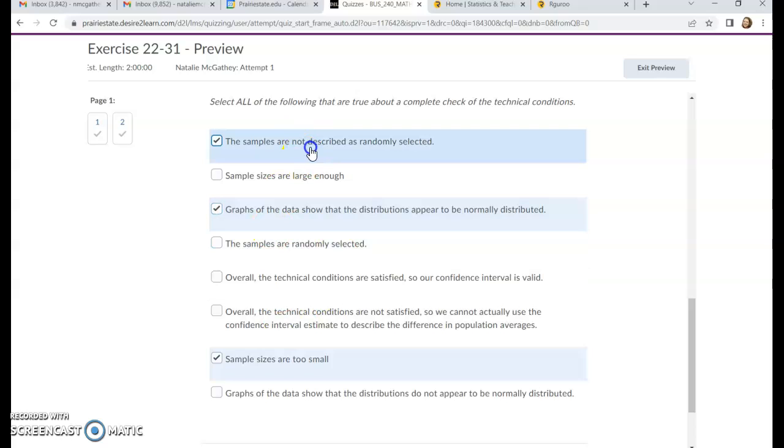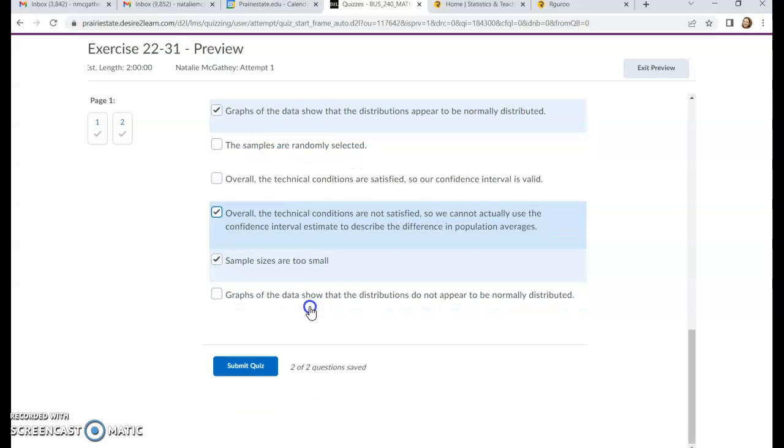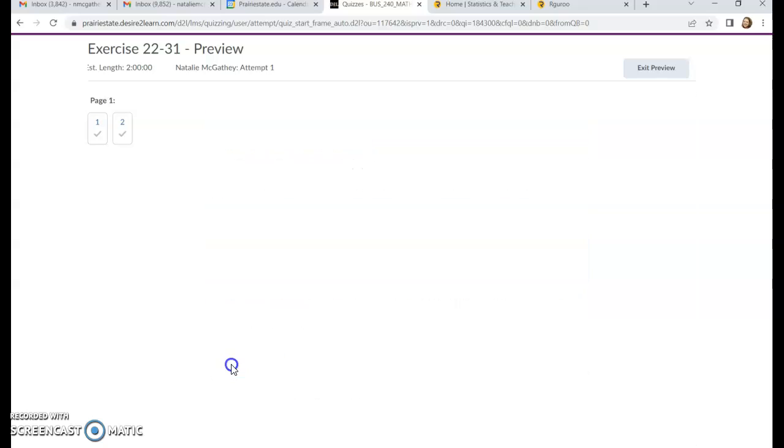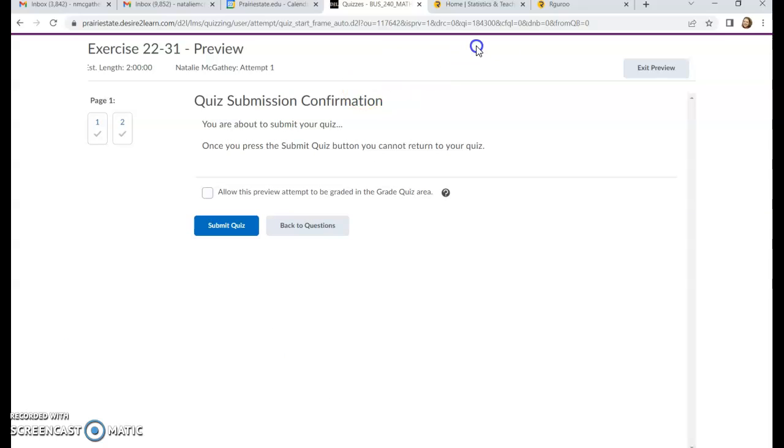So overall, the samples are not randomly selected, and the sample sizes are too small, but the data does appear to be approximately normal. We still cannot say that this is a valid procedure, because you have to have both that the sample is randomly selected and one of these two things in order to do that. So no, overall those technical conditions are not satisfied. All right, so I hope that this helps using our Guru to work with the raw data.